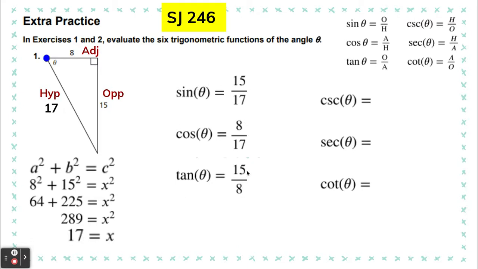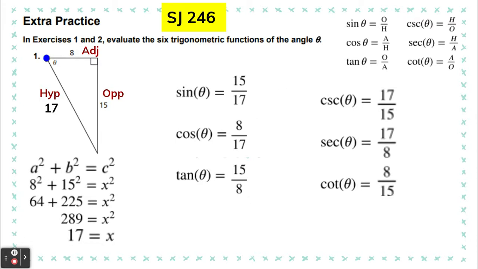Those are the three. Now let's find those flip me buddies. Cosecant is the reciprocal of sine, so I'm going to take the reciprocal of that fraction. Secant is the reciprocal of cosine, and cotangent is the reciprocal of tangent. Okay. That's it. To find the value of the 6 trig functions, you're going to find the fraction that each represents.